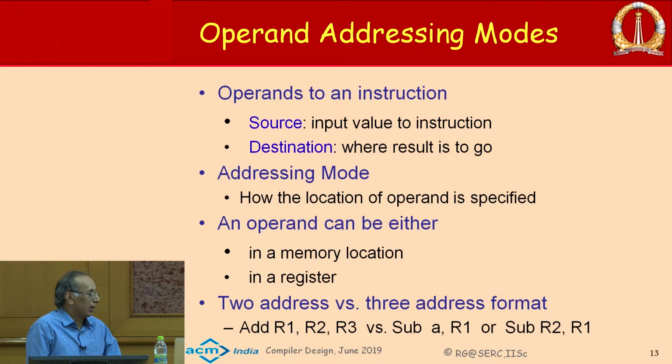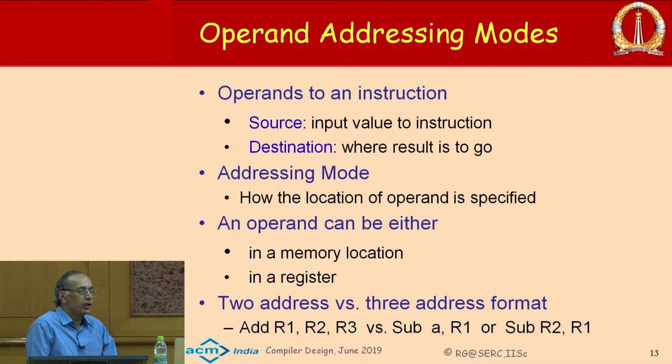Here you can see examples. For example, when I say add R1, R2, R3, the meaning of this instruction is to add the contents of R2 with R3 and put the result in R1. So, I specify the destination and the 2 source operands explicitly in my instruction. Whereas, in a 2 address format, I only specify 2 operands.